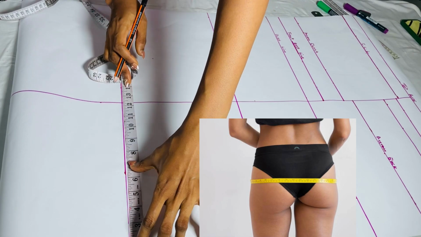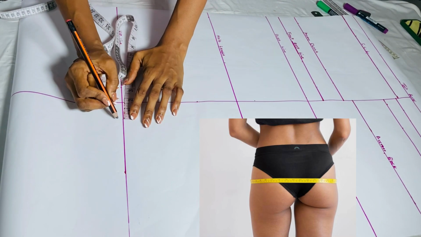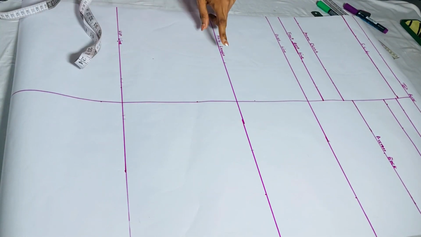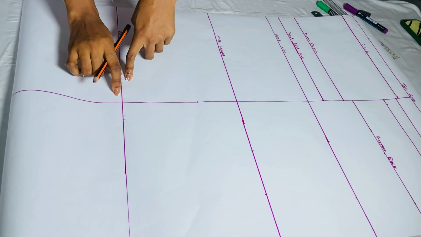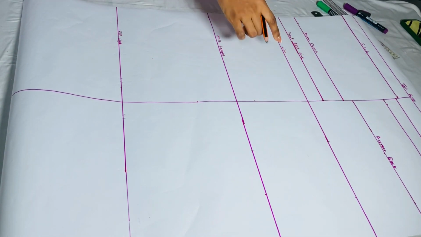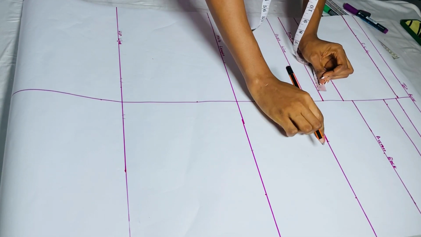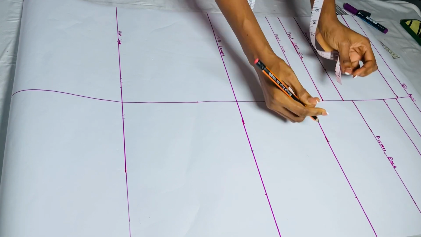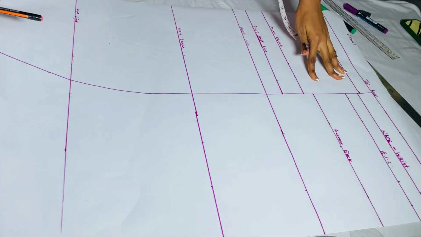If your hip is 42, measure what you have on the back and then subtract it from the circumference. If you have 22 on the back and your hip is 42, what is remaining to put on the front is automatically 20. So you divide it by 2 and place it in the front.